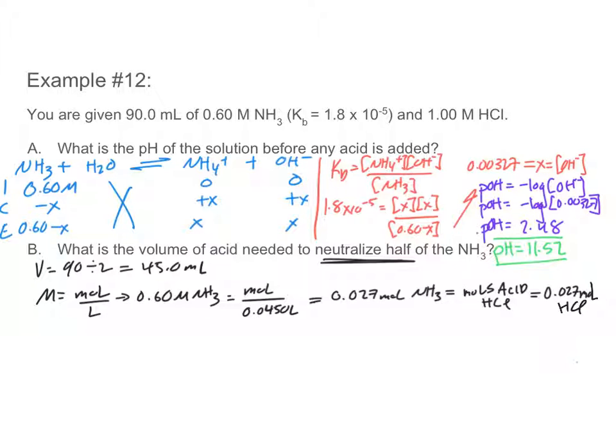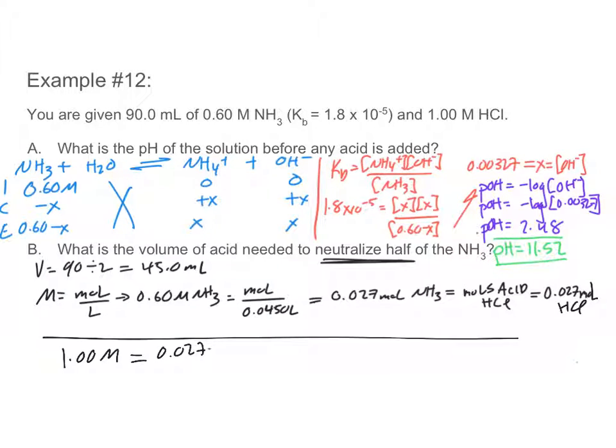Now, in that case, we still need to figure out the volume, so that's moles. So what we're going to do is we know the concentration of the HCl was 1.0 molar, which is equal to the 0.027 moles, and we need to figure out the volume if molarity is equal to moles per liter, right? So when I move over and I do the math associated with that, I get 0.027 liters.